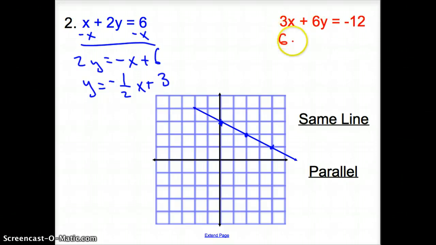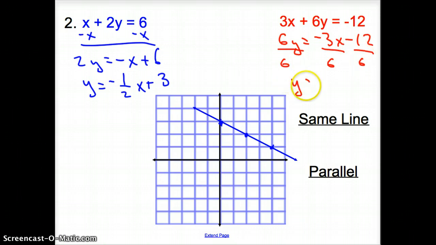So I go 6y equals -3x minus 12 because I subtracted that 3x. Now I divide by 6. I divide everything by 6 because I have to get y all by itself. So again, I have -1/2 x minus now 2. Now I go ahead and graph this line.